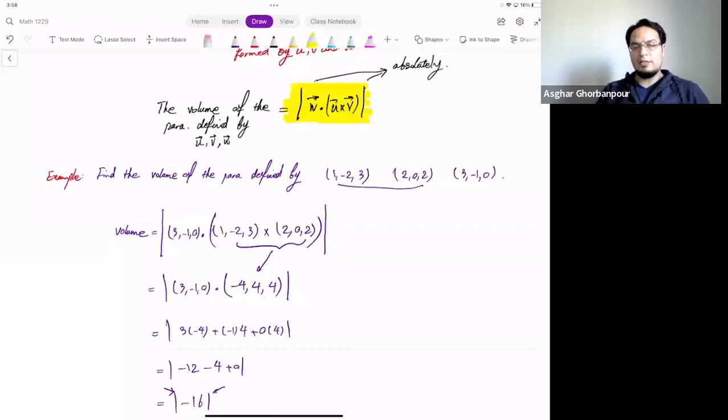Just make sure that you work a little bit more on the properties of dot product and cross product. There are examples for that in the textbook. And make sure that you understand all this material from chapter 2. So I'll stop recording.